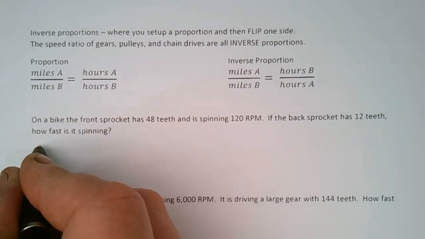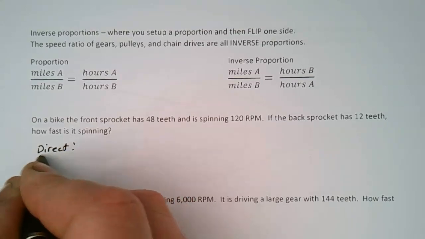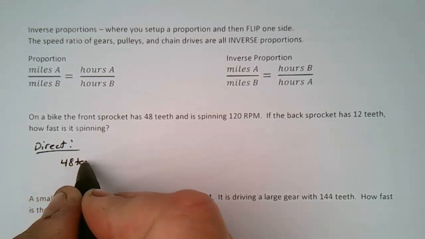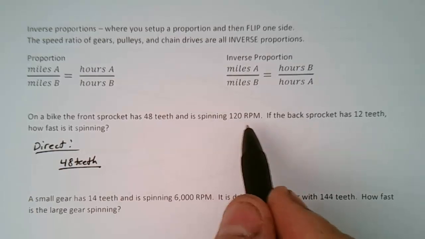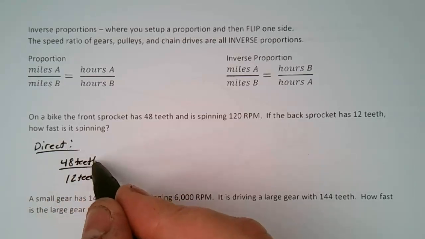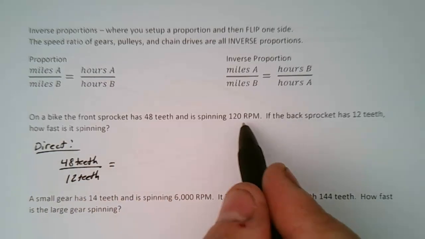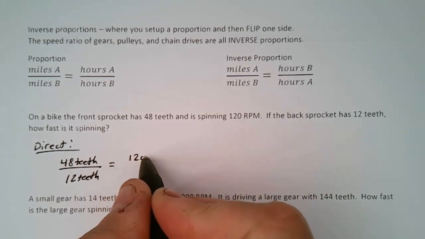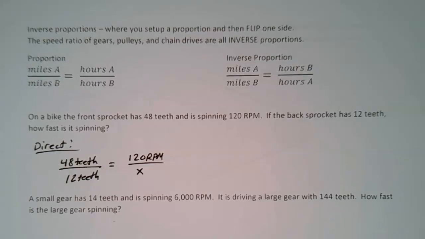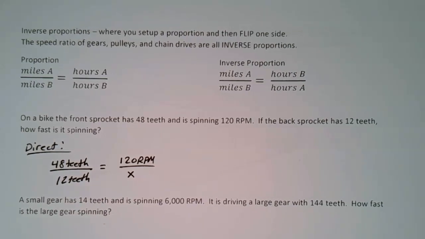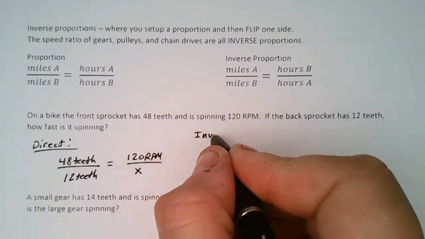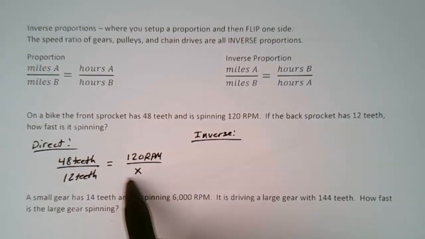Now, a direct proportion would look like this. You would say the front sprocket has 48 teeth, and the back sprocket has 12 teeth. And so your proportion is front over back. And then you go to your other unit, RPMs, and you would put front over back. Okay? That would be a direct proportion. So when you're turning a direct proportion like this into an inverse proportion, all you're going to do is take this original equation and flip one side.